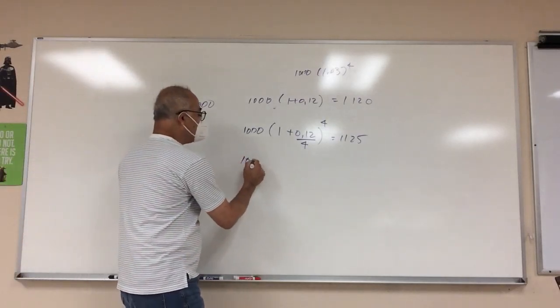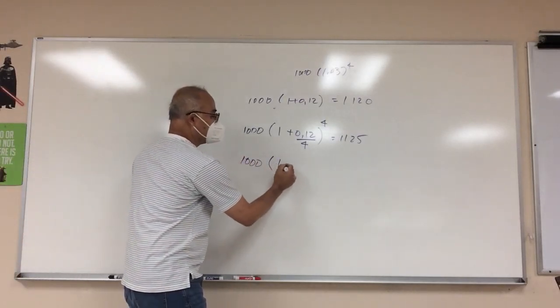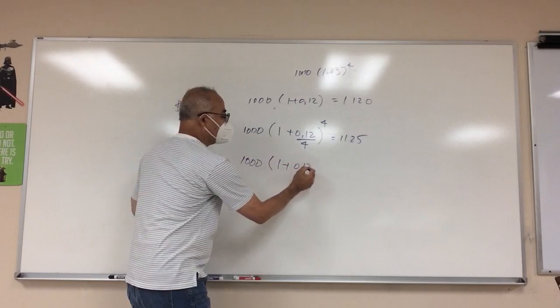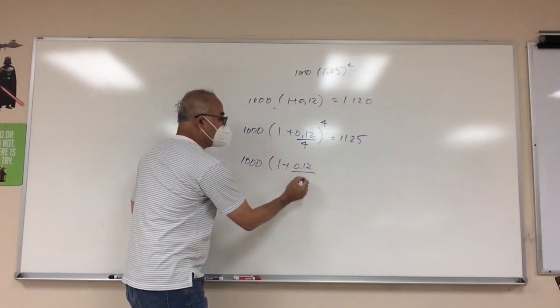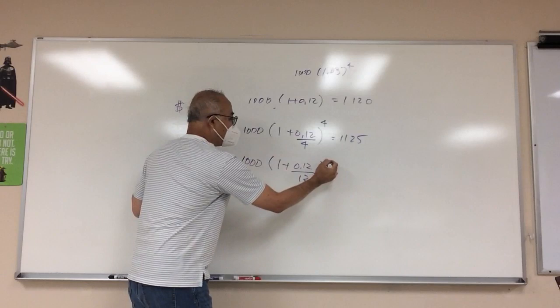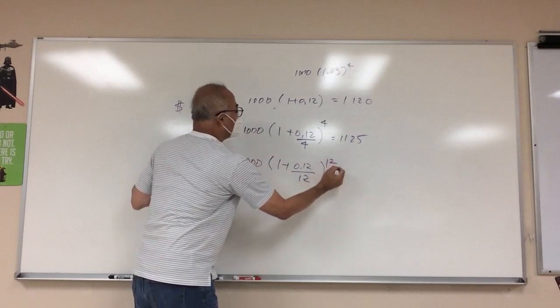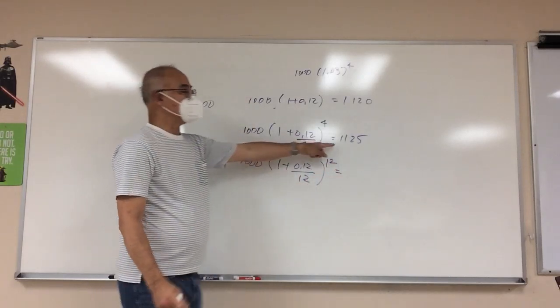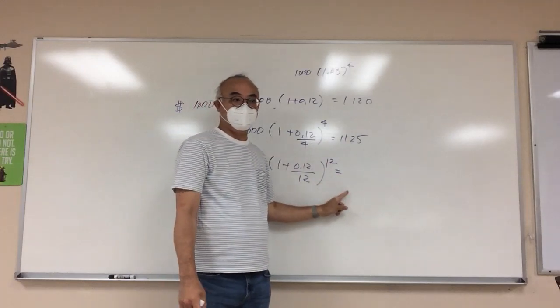What happens if I compound this monthly? It's going to be even more money. You're going to divide it by what? 12. How many times am I compounding? 12. And it'll be something a little more than this.